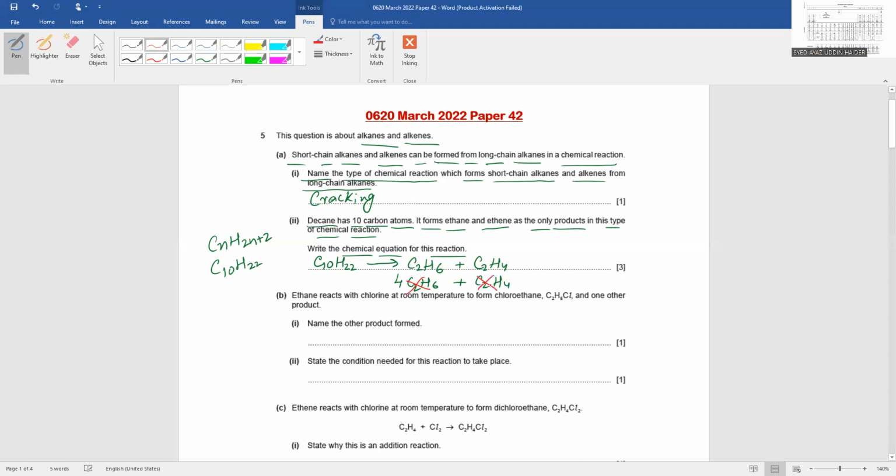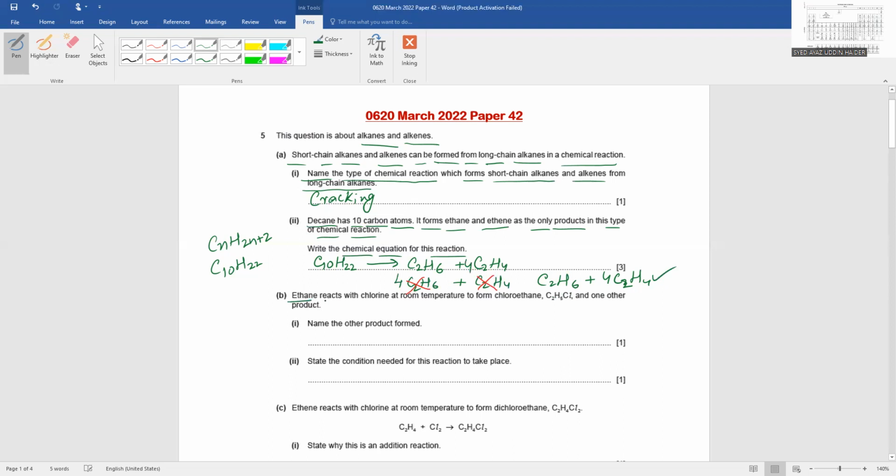This is wrong. What if I write 4 before C2H4? Let's do this. C2H6 plus 4 C2H4. Count the carbon atoms first: 4 2 is 8, 8 plus 2, 10. What about hydrogen? 4 4, 16, 16 plus 6, 22. So this will be the right answer. So you write 4 here.